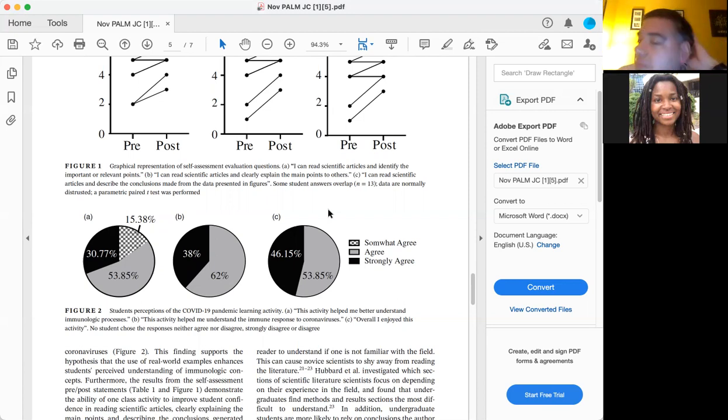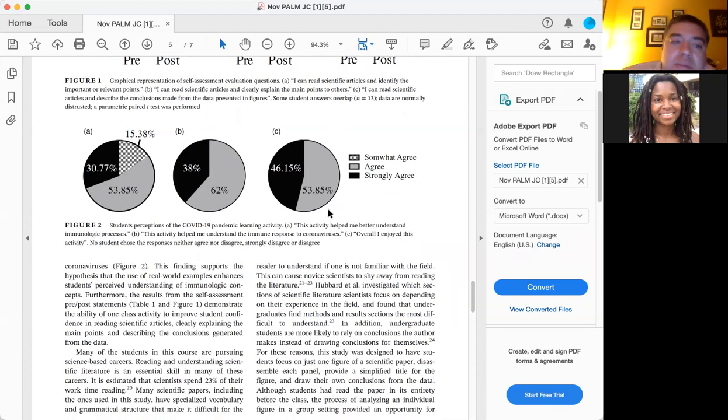Yeah. I love figure 2 because I'm reading it and I'm like, so it's just somewhat agree, strongly agree. I was like, so no one chose disagree or strongly disagree. I was like, this is great. Yeah, seriously. I'm doing the math, making sure it adds up to 100. Right. You put it in a pie chart, but it somehow adds up to 80 or something like that.